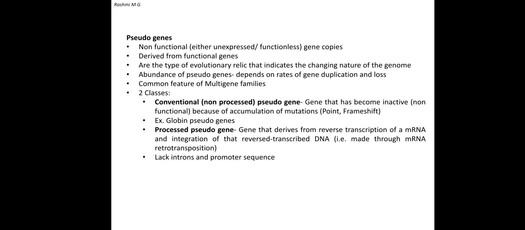Example: globin pseudogenes. Processed pseudogenes are genes derived from reverse transcription of mRNA and integration of that reverse transcribed DNA, made through mRNA retrotransposition. So it has undergone some processing like reverse transcription, and that led to pseudogene formation. They lack introns and promoter sequences.